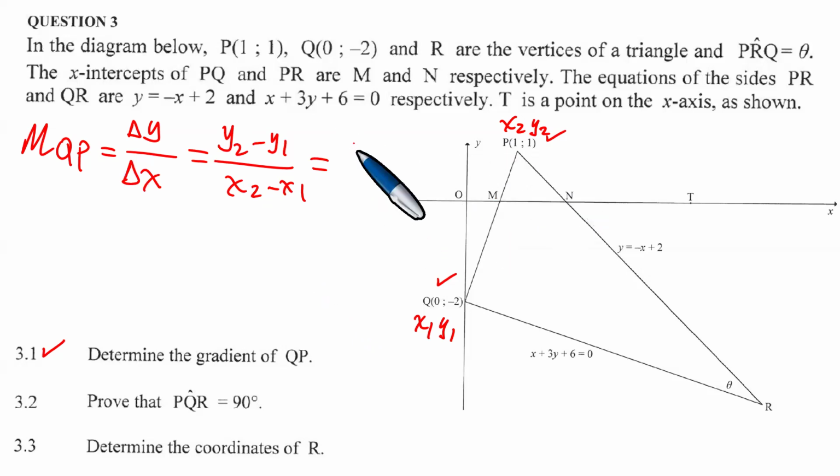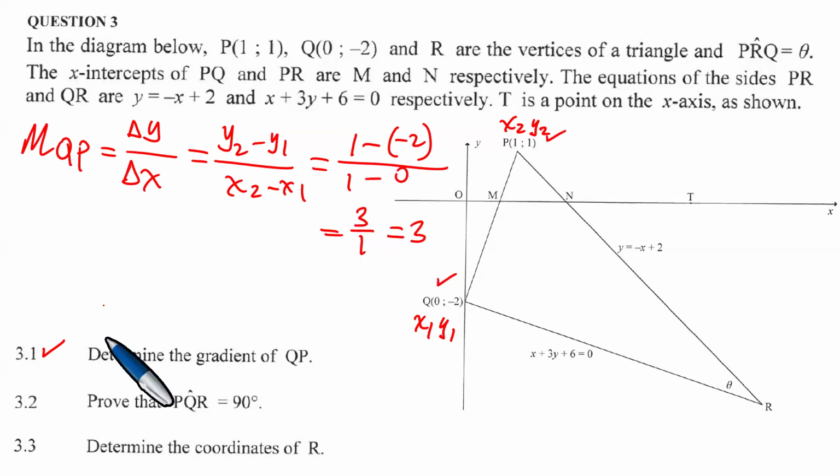y2, what is y2? y2 is 1 and y1 is -2, divided by x2, which is 1, minus x1, what is x1? 0. So 1 plus 2, this is like a plus, since negative by negative is a positive. So 1 plus 2 gives us 3 over 1, and the result is 3, and therefore we have the gradient. The gradient of QP equals exactly 3, like so. Okay, the gradient equals exactly 3.